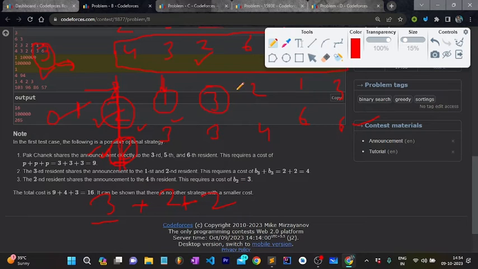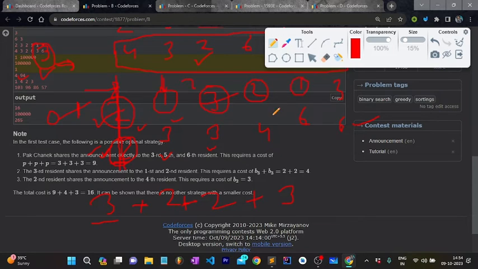maintaining. Now in order to share an announcement to this person, how many choices do we have? We can either share from this or this. So each of these are costing us 3 units, so we can take from any one of them. Let's suppose I'm taking from this one. Now he can share announcement to 2 only.